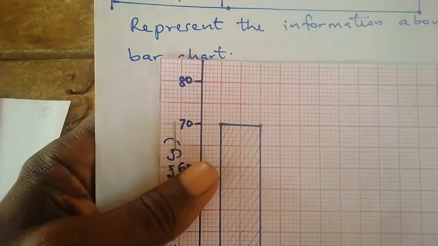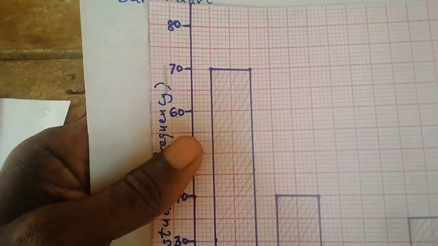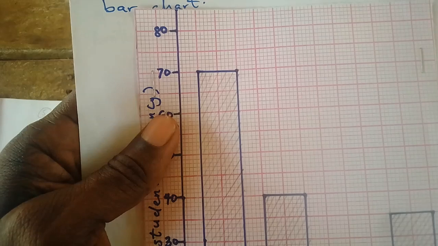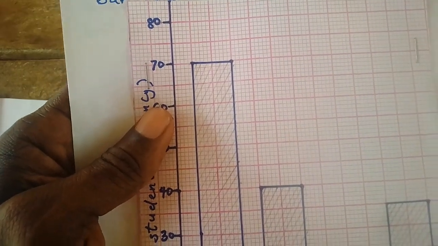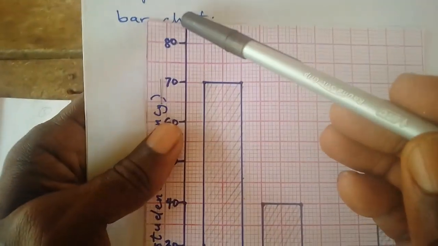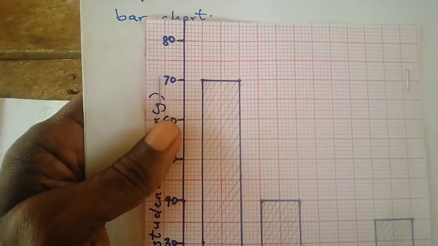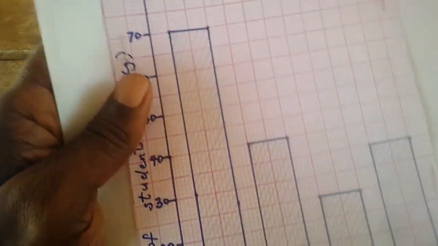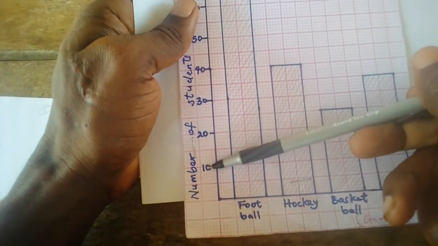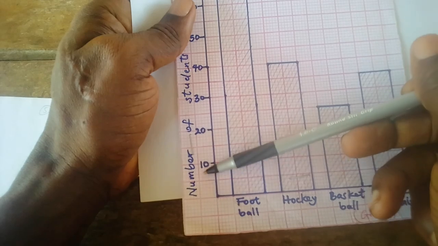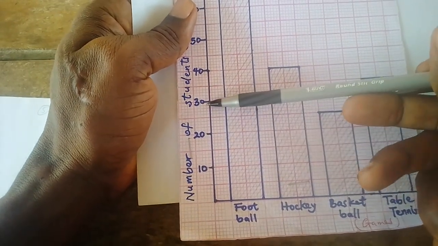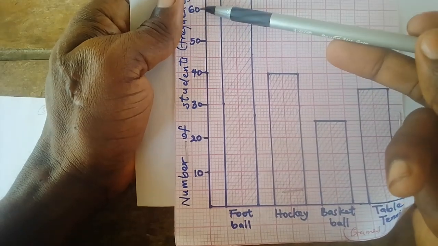If you look at your graph paper, you realize that if we want to use the previous scale we used the other time, it will be impossible for us to get 70 on the graph. Because of that, we will reduce the scale. Now, for the vertical axis here, we are going to use 2 centimeters to represent 10 units. So that every 2 centimeters is 10, 20, 30, 40, 50, 60, like that.